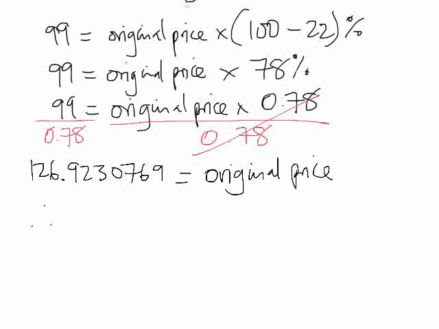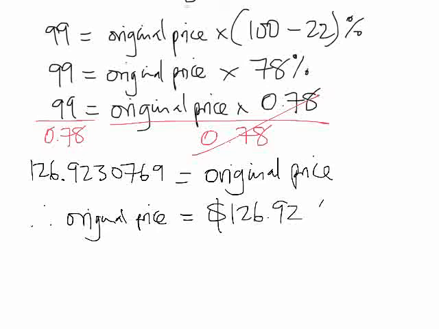So your statement will be original price, 126.92 to 2 decimal places. So hopefully all those calculations are correct. Hopefully that helps you out with using algebra for this new formula for discounts, and catch you next time.